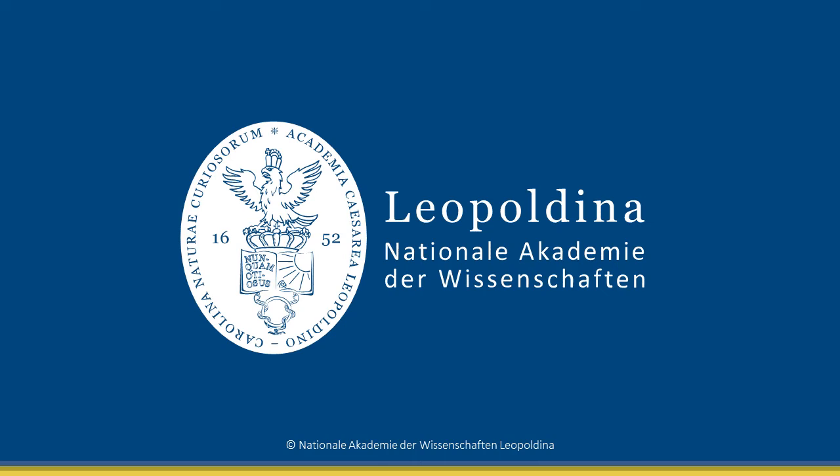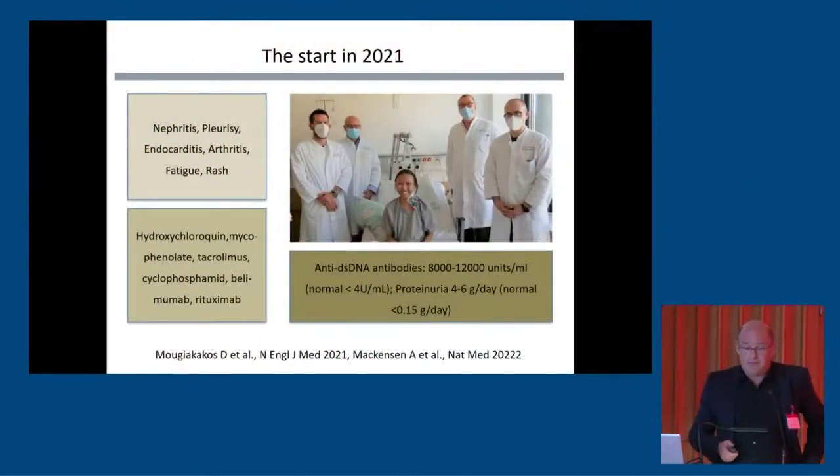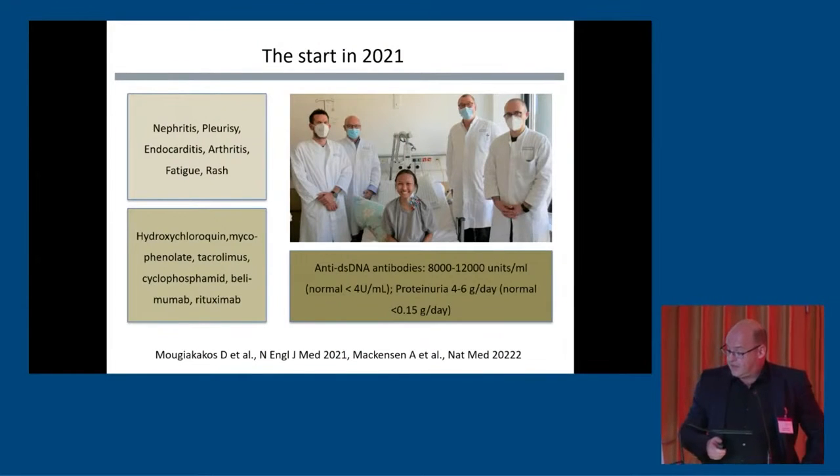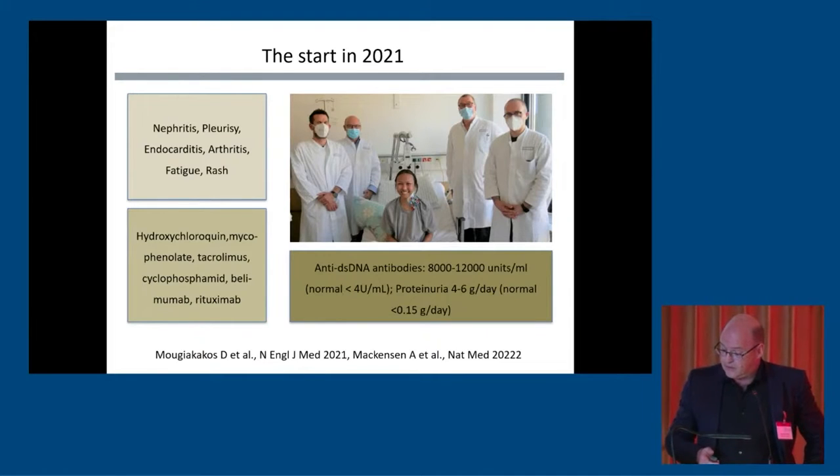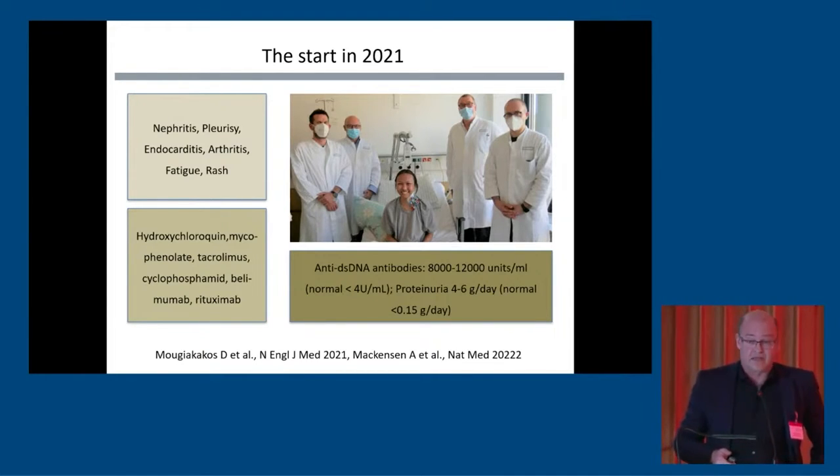Georg. Okay, so thank you, Andreas. I want to give you a short overview of what happened with the first patient we treated with CAR T cells in our facility. It was actually in the middle of the corona pandemic in March 2021, when we had this young lady in front of us. She had cycled through many drugs, including quite heavy drugs like cyclophosphamide, and was also B-cell depleted by rituximab. But despite that, she had a very severe lupus involving the heart, the lungs, and the kidneys.